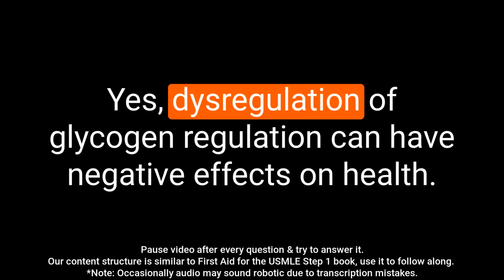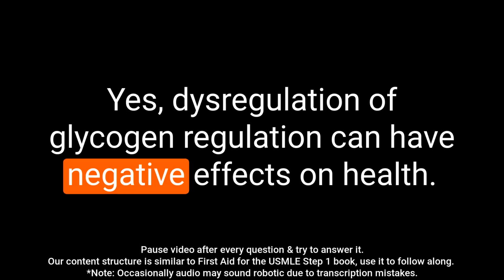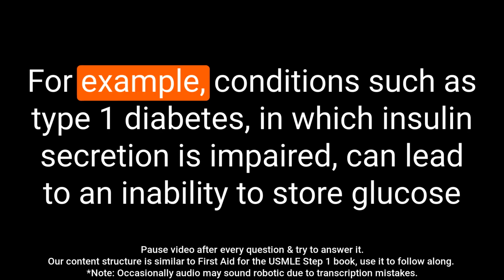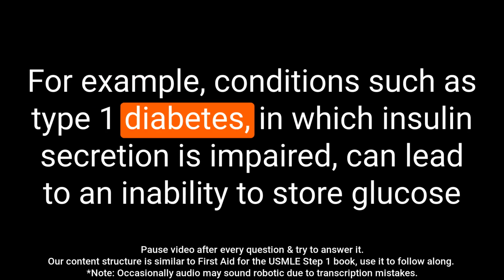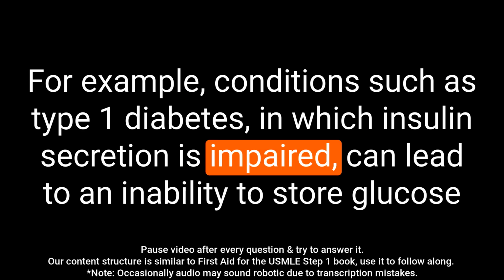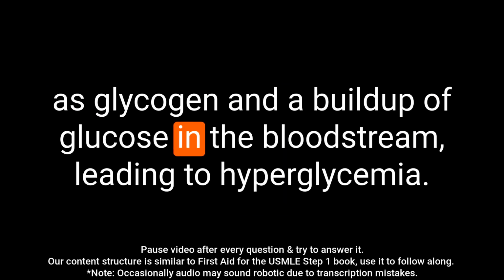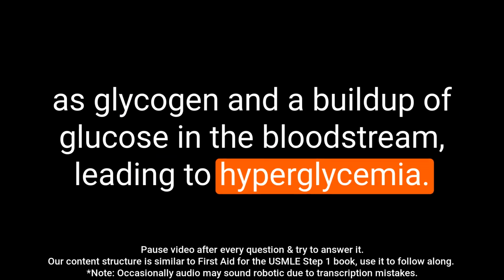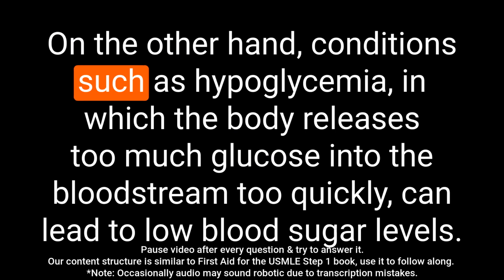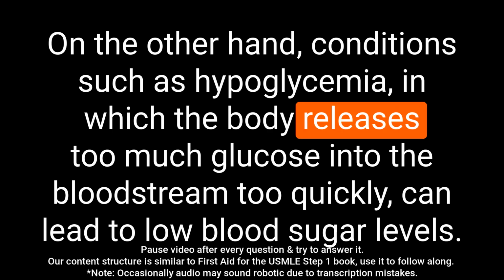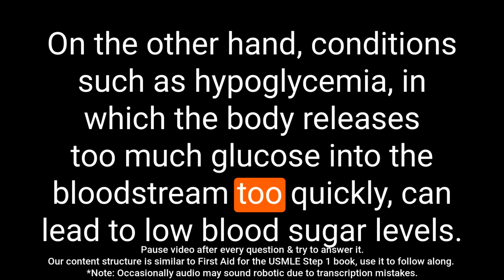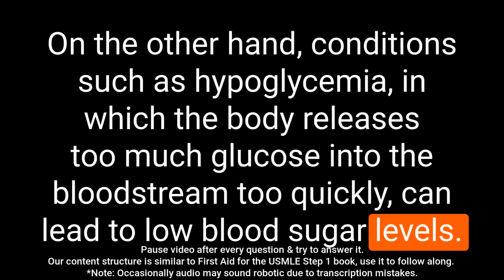Question: Can dysregulation of glycogen regulation have negative effects on health? Answer: Yes, dysregulation of glycogen regulation can have negative effects on health. For example, conditions such as type 1 diabetes, in which insulin secretion is impaired, can lead to an inability to store glucose as glycogen and a buildup of glucose in the bloodstream, leading to hyperglycemia. On the other hand, conditions such as hypoglycemia, in which the body releases too much glucose into the bloodstream too quickly, can lead to low blood sugar levels.